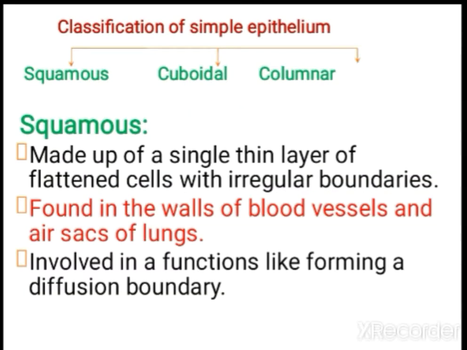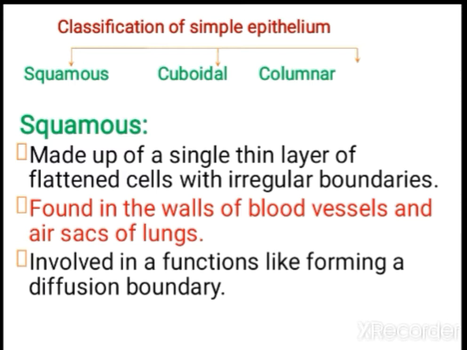Now let us see the classification of simple epithelium. Simple epithelium can be classified into various categories. It can be squamous epithelium, cuboidal epithelium or columnar epithelium. Three types. First let us see squamous epithelium. Squamous epithelium is made up of a single thin layer of flattened cells with irregular boundaries. They are found in the walls of blood vessels, air sacs of lungs and so on.